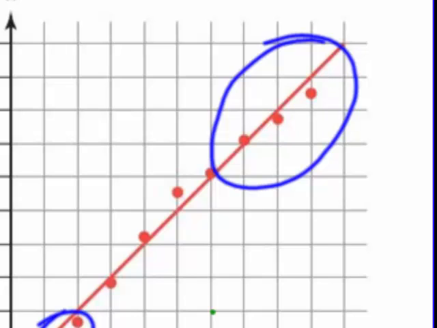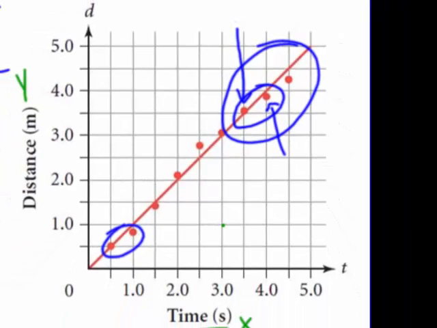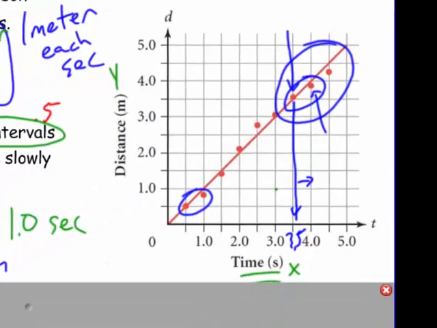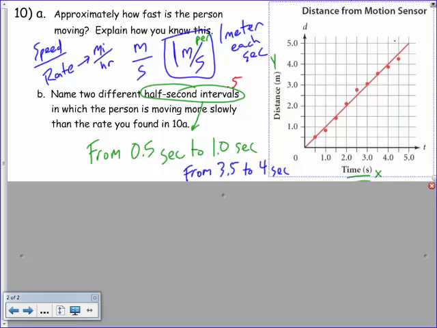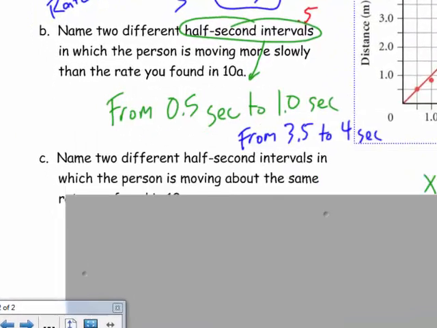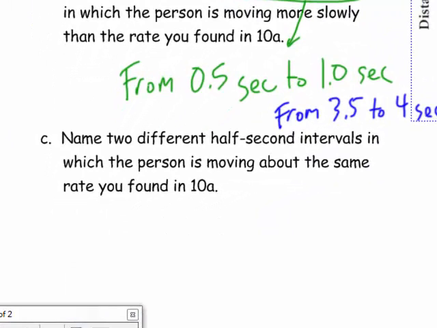I might go with these two just because this one's above the line and this one's below the line. So I know that's a little bit less than that too. So I could also say from, what would that be? Let's go down. That would be 3.5 seconds to 4 seconds. So from 3.5 to 4 seconds. Good.